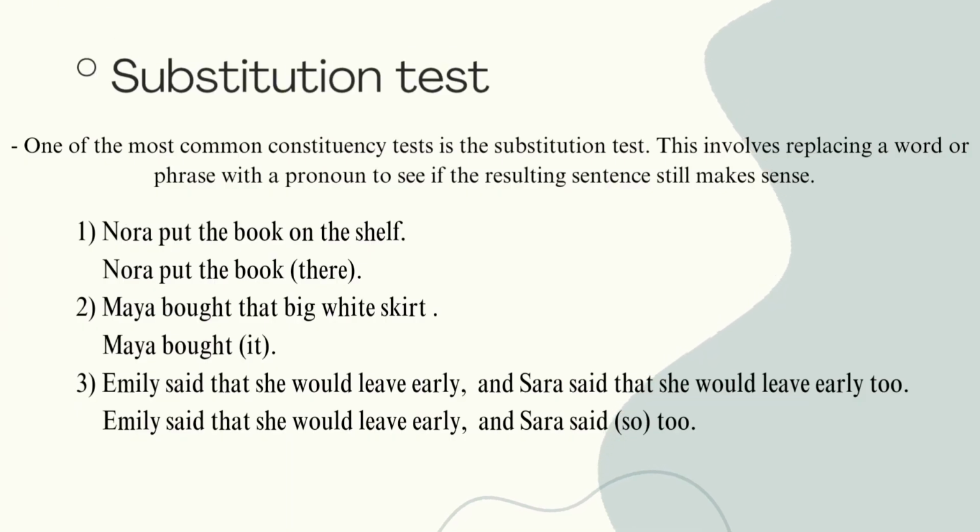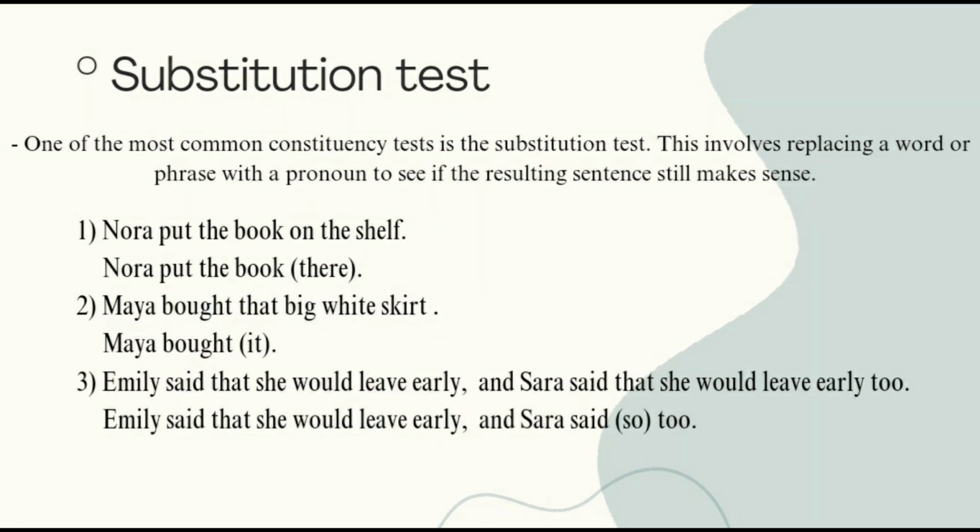One of the most common constituency tests, which involves replacing a word or a phrase with a pronoun to see if the resulting sentence still makes sense. Substitution with a pro-form. Pro-forms fall into different classes according to the constituent that they substitute for. All languages have pro-forms, but one must determine for a given language what the inventory of pro-forms in that language is. So, for example, Nora put the book on the shelf. It's gonna change into Nora put the book there.